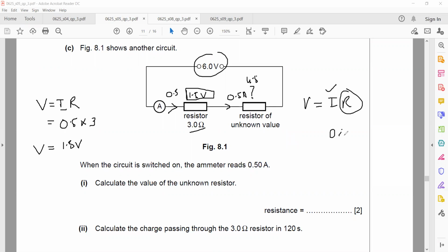The current is 0.5 and the voltage is 4.5. So R is 4.5 divided by 0.5. What will I get for R? I will get 9 ohms. Is it clear? 9 ohm is the final answer.